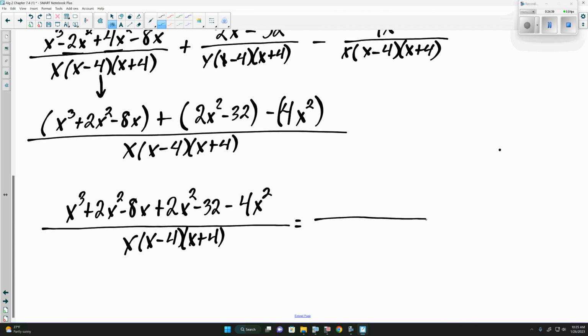Combine like terms, well, x cubed is the biggest one, and it's really by itself. There's no other like terms with it. x squared: we have 2x squared plus 2x squared minus 4x squared is 0. So all the x squareds are gone. Then we have minus 8x, because that's the only term with x, minus 32, over x times (x minus 4) times (x plus 4).